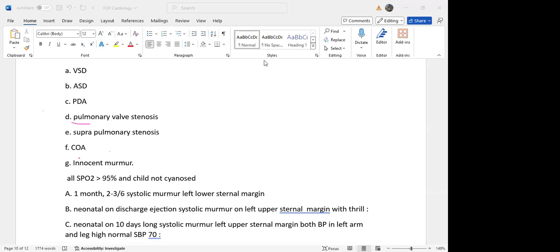So we are left with this second question. Neonate on discharge with an ejection systolic murmur at the left upper sternal border with thrill. So the word over here is the thrill. That means this is a loud murmur. So this is isolated PS. Neonate at 10 days with a long systolic murmur. Again, the word long is suggesting the PDA.